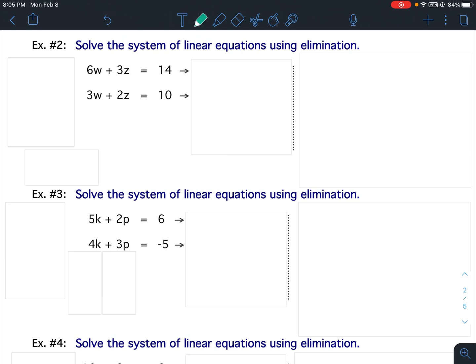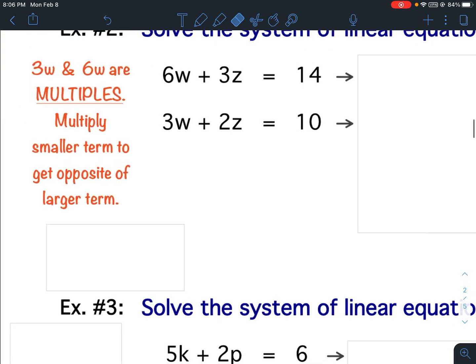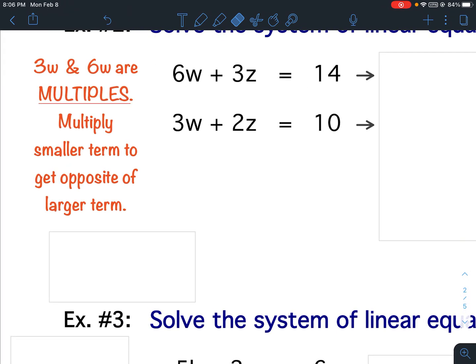So then we can move on to multiples. Do we have multiples here? Well, this is where you would want to divide some numbers out to see if you have multiples. So let's see, is 3 a multiple of 2? Well, 3 divided by 2 is 1.5. So no, 3 is not a multiple of 2. Is 6 a multiple of 3? 6 divided by 3 is 2. So yes, 6 is a multiple of 3. So 3 and 6 are multiples, and we're going to multiply the smaller term to get the opposite of the larger term. Pause your video and get that written down.